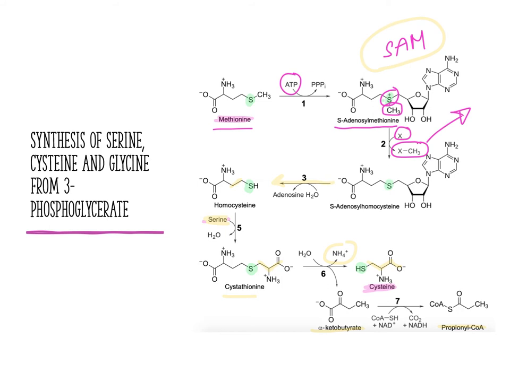Going back from homocysteine to methionine requires the movement of the methyl group back. And in order to get the methyl group put back on, we're going to use a molecule called N5-methyl-THF. And that will pop out THF. Okay. So the methyl group on N5-methyl-THF moves back onto methionine, and this enzyme is called methionine synthase.